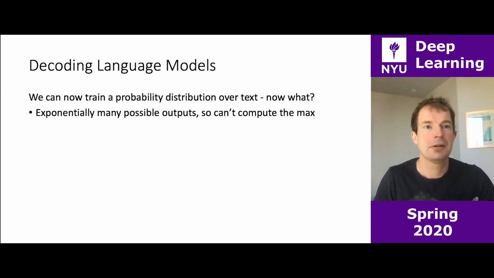So often when we think about inference with a graphical model, what we'd like to do is find the max. So like find the sentence which maximizes the language model's probability.